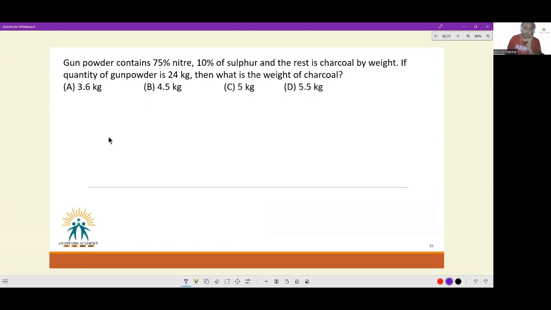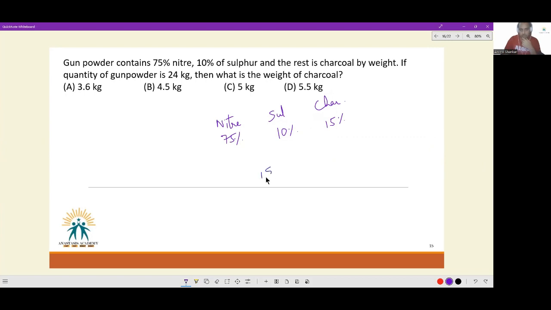Okay. Next, gunpowder contains 75% nitrate, 10% of sulfur, and the rest is charcoal by weight. Okay. So, nitrate is 75%, sulfur is 10%, and charcoal is 15%. If the quantity of gunpowder is 24 kg, then what is the weight of the charcoal?